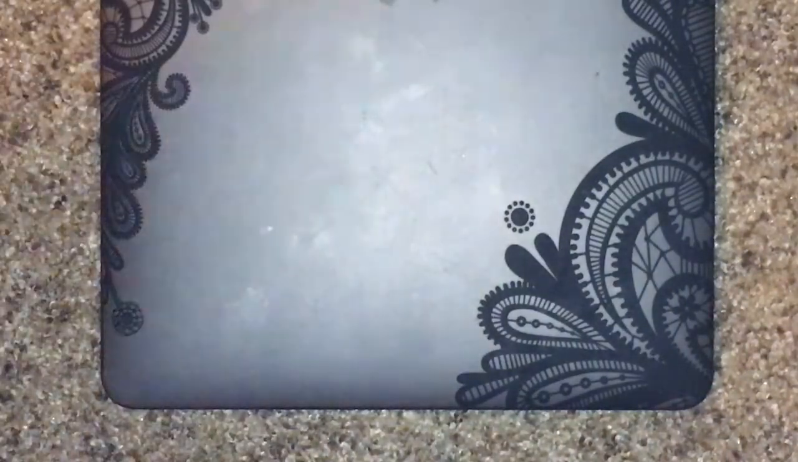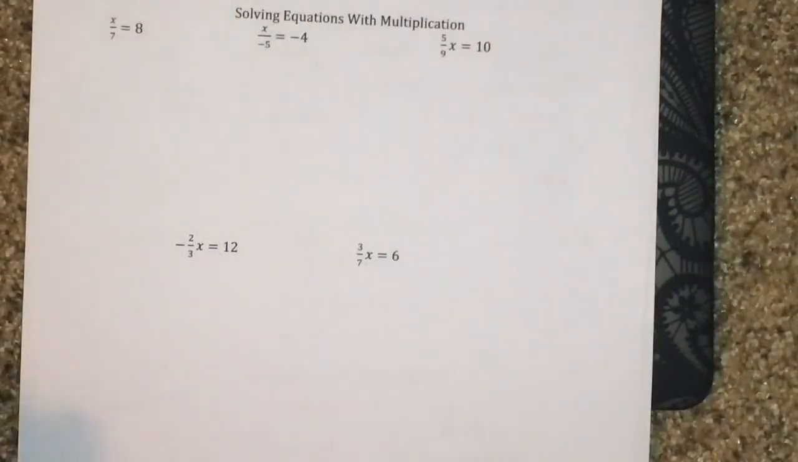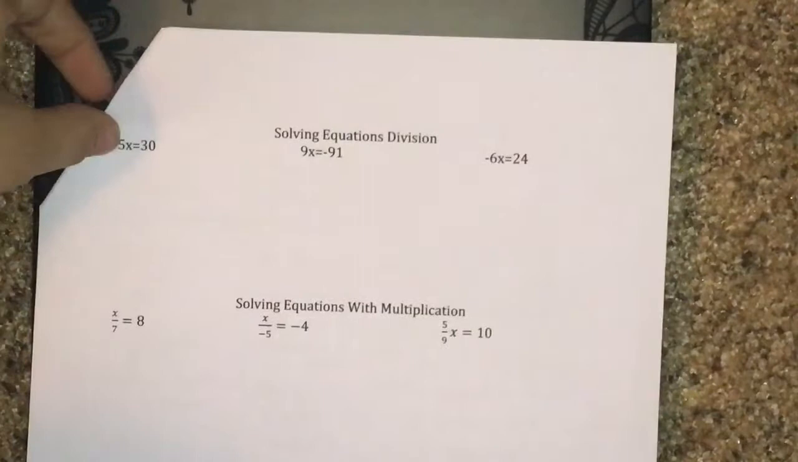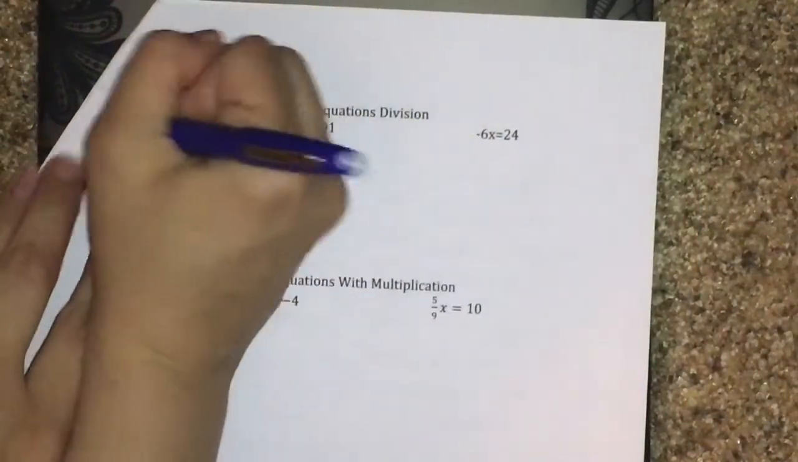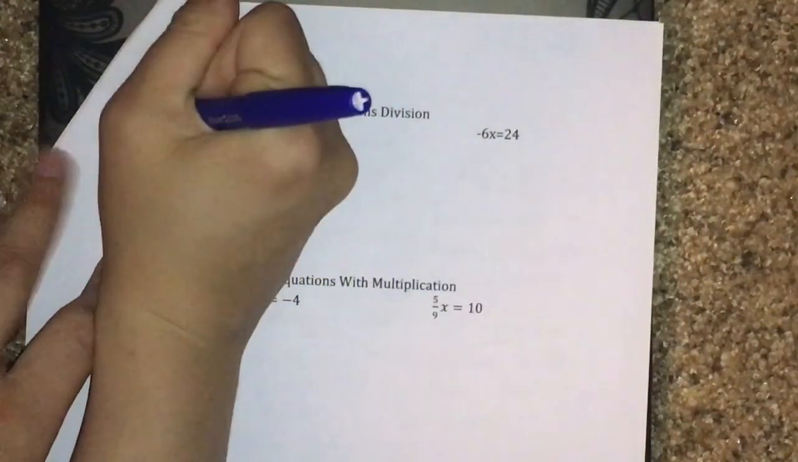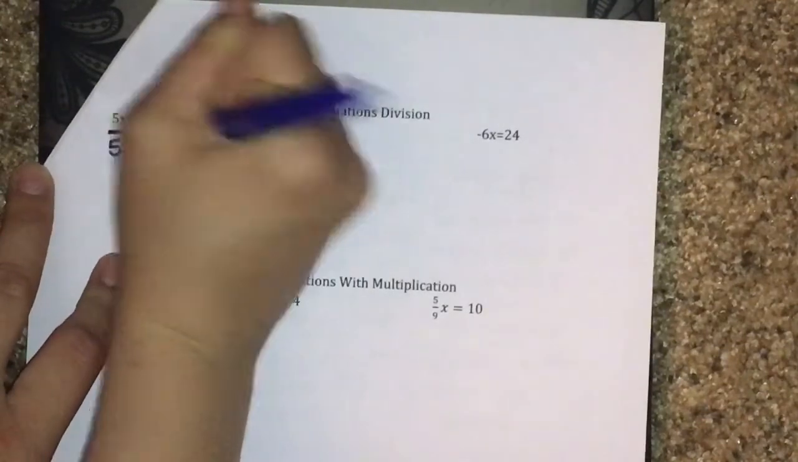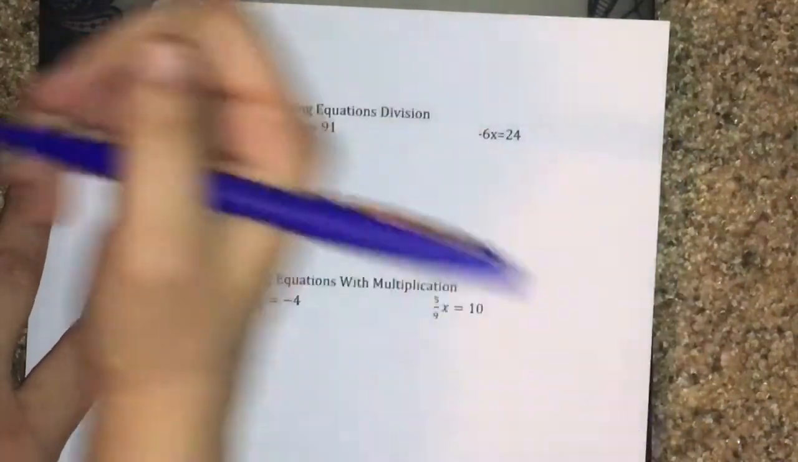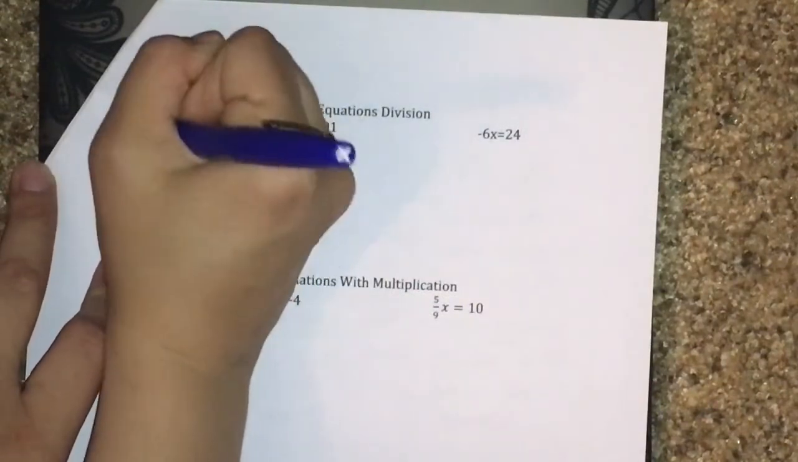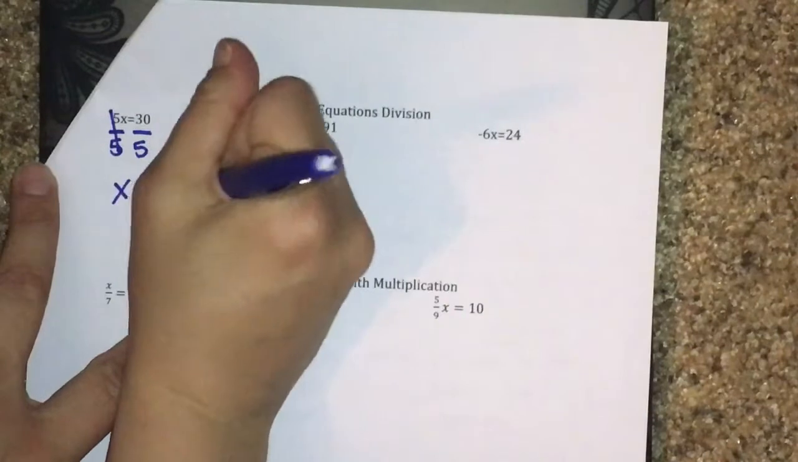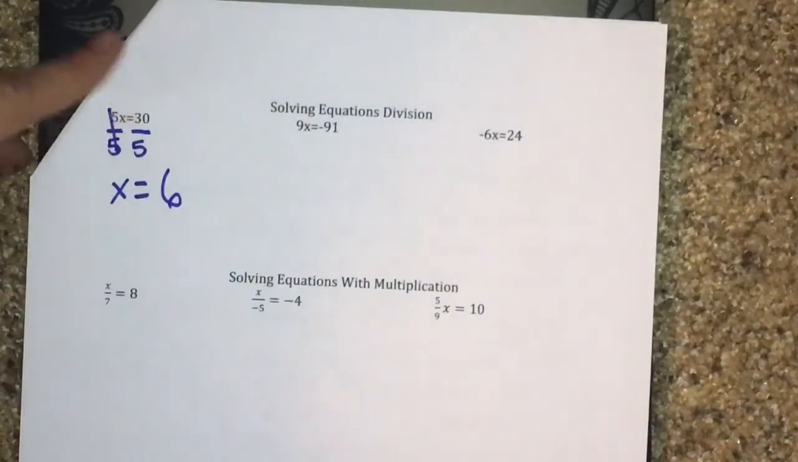We also can do some with division. Decide what is happening and do the reverse opposite. So for that first one, 5x equals 30, what is happening to x? It is being multiplied by 5, so therefore we need to do the inverse operation, which is divide both sides by 5. In this case, our 5's cancel, and we're left with x equals 6.